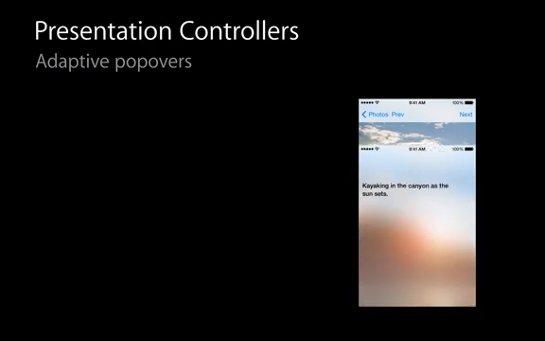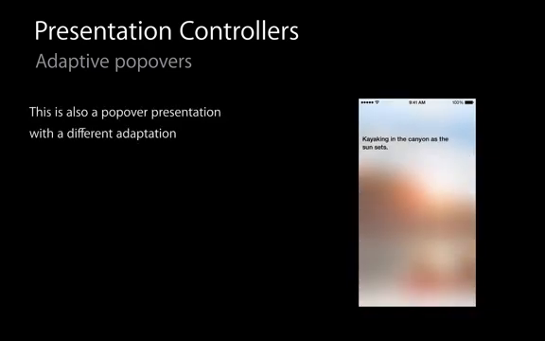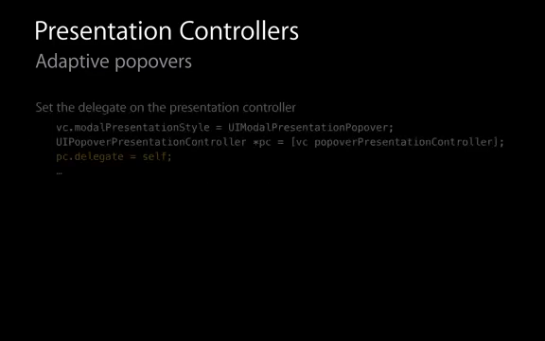So now I get this kind of nifty blurred view, which looks a lot better than that ugly white thing. I've repositioned my content. It's a different adaptation. The reason it's blurring so nicely is because I didn't remove the presenting view controller's view underneath. However, we still have the problem that there's no way to dismiss the popover. So how do we fix this?